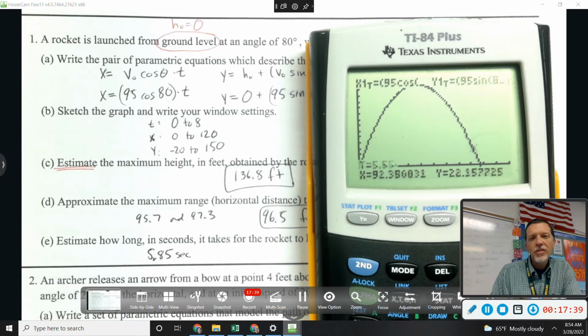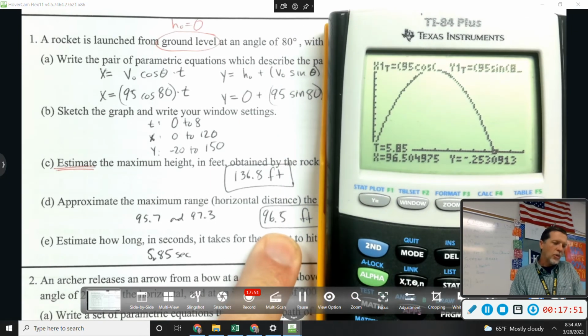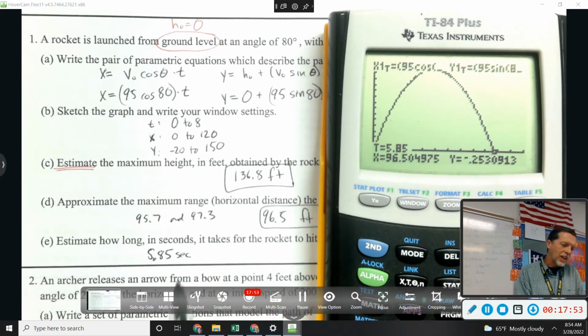We'll see how close 5.85 was. Still not exactly it, but it's closer than either of the others. So it's slightly less than 5.85. And that does make our 96.5 feet look like a good answer as well.